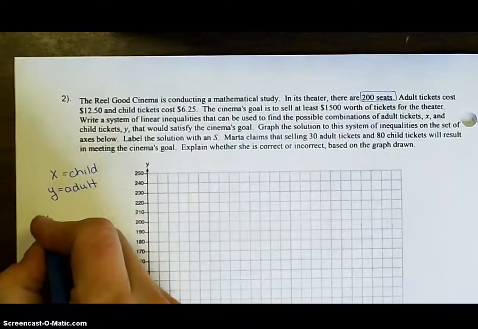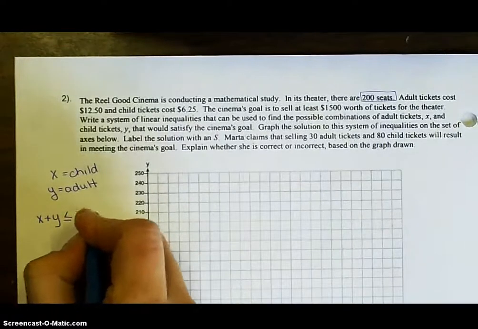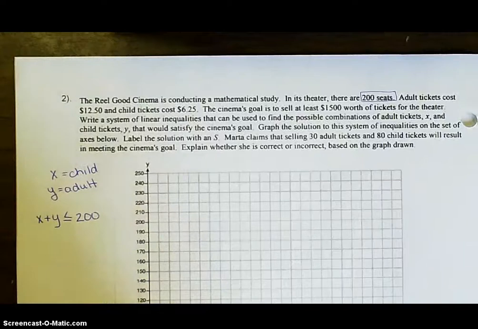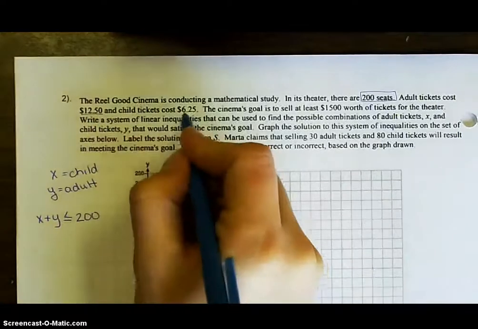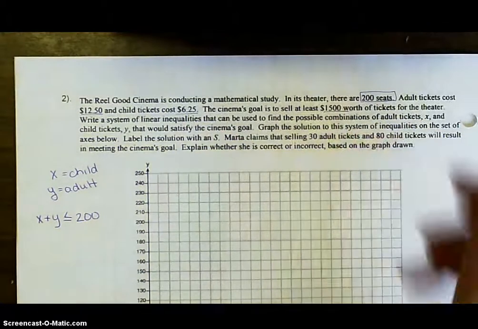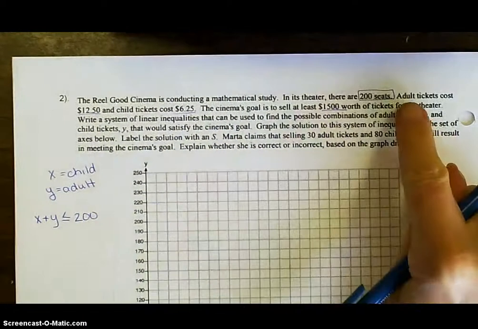So X plus Y has to be less than or equal to 200. You cannot sell more than 200 tickets. All right, now let's take a look at our second one. So our second equation is going to be money. All the monies are going to go together. So let's go ahead and put this together.